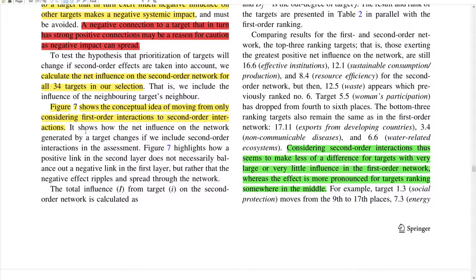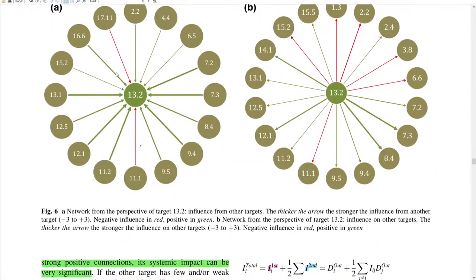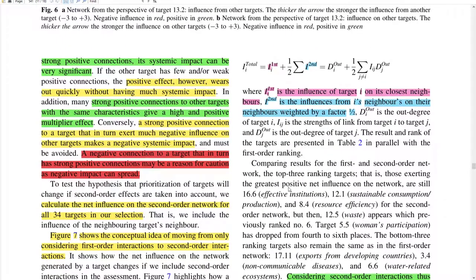our selection. Figure 7 shows the conceptual idea of moving from only considering first order interactions to second order interactions. This is kind of moving from this to something a little bit better. This is the first influence of a target on its closest neighbors. And this is the influence from I's neighbors on their neighbors, weighted by a factor of half. We're multiplying this by half and we have a sum of the second order influences.